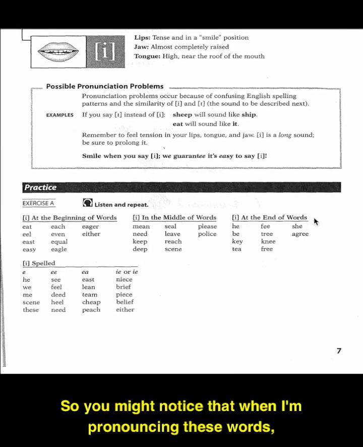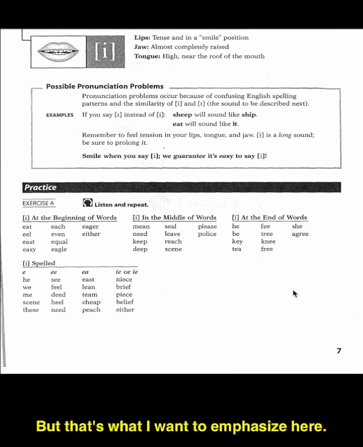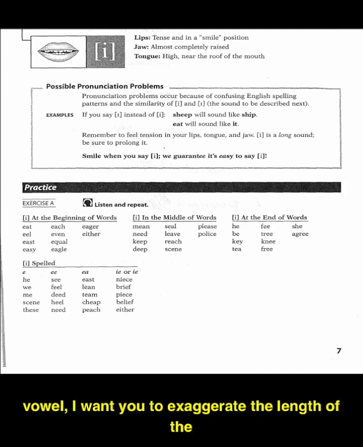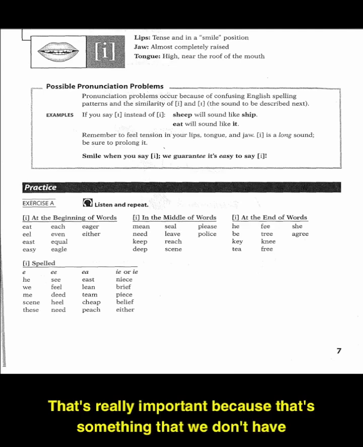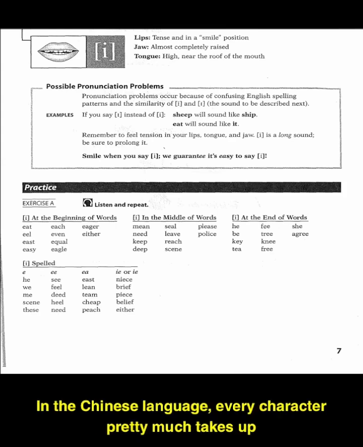All right. So you might notice that when I'm pronouncing these words, obviously when I'm actually saying it in daily conversations, they're not going to be as long. But that's what I want to emphasize here. When you're practicing a particular sound in a word, especially when it comes to a long vowel, I want you to exaggerate the length of the sound. That's really important because that's something that we don't have in the Chinese language.